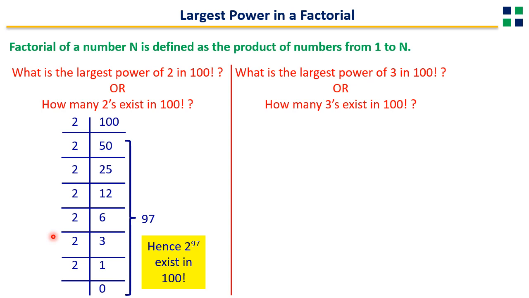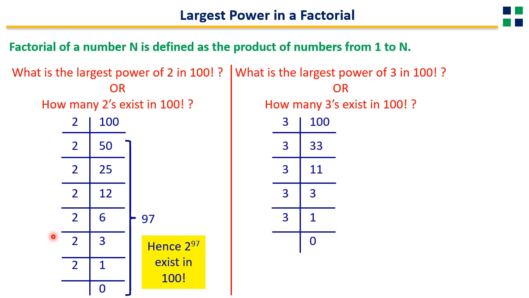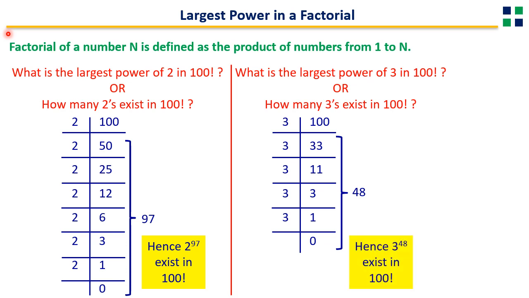By the same procedure, you need to successively divide the number 100 by 3 like this. So first if you divide 100 by 3, the quotient will be 33. If you divide 33 by 3, you will get 11. If you divide 11 by 3, you will get 3, then 1, then 0. Now let us take the total from 33 onwards of all these quotients. So that total comes out to be 48. It means there are 48 3s in 100 factorial.